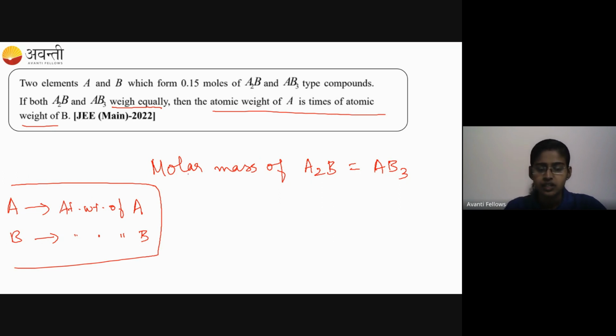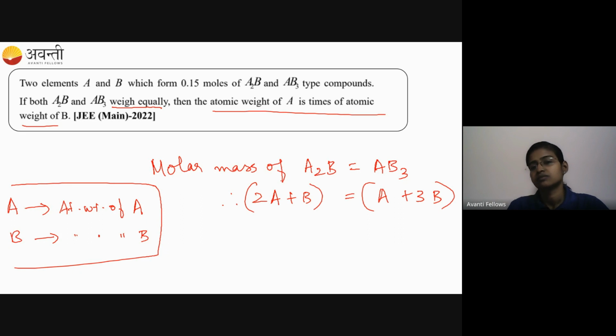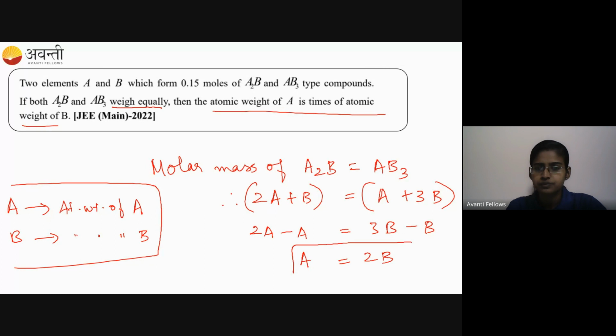So here we have 2A plus B. Therefore 2A plus B should be equal to A plus 3B. Right. If I calculate the atomic mass of each compound, it will look like this, and these two should be equal. So 2A, if I take this A to the other side, I will have it as minus A, and it is equal to 3B minus B. So 2A minus A is A and 3B minus B is 2B. So A is equal to 2B.